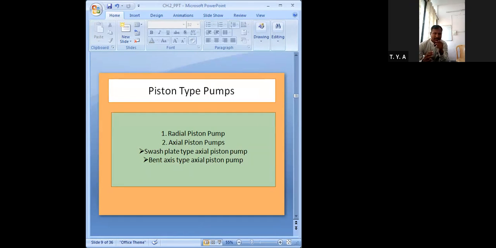And this axial piston pump is further classified into two types. One is the swash plate type axial piston pump, and the second one is the bent axis type axial piston pump. One by one, we'll go through the construction, working, and diagram of each. So we'll start with the radial piston pump.